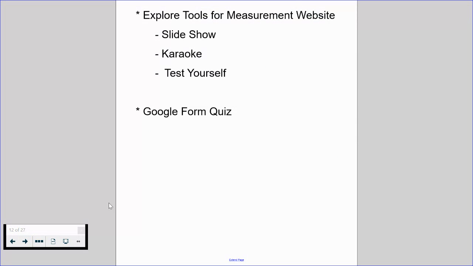So, for today, what I want you to focus on is just the tools for measurement. In your Google Classroom assignment, there is a link to a website that's called Tools for Measurement. On this website, there's 3 things that we want you to check out. First, there's a slideshow. The slideshow will run through the slides all by itself. It just goes very slow, so that way you have plenty of time to look at the picture and read the information that's on the bottom.